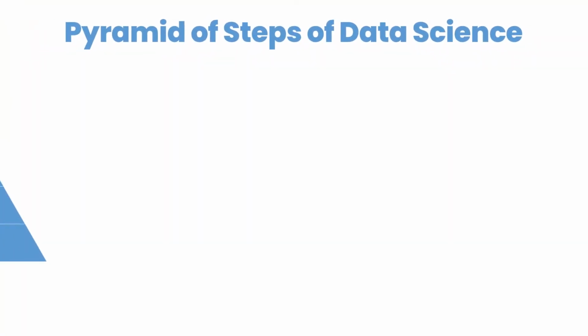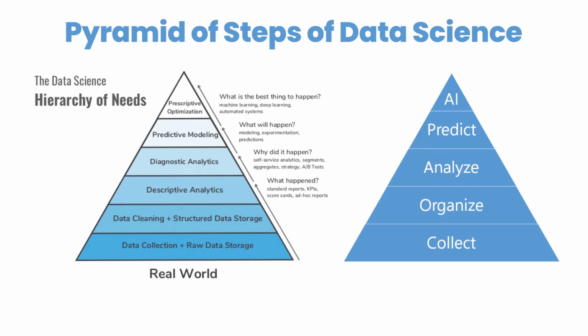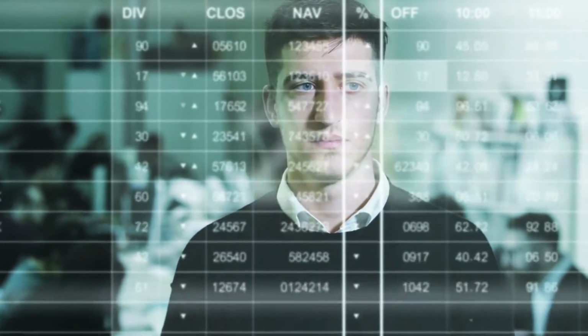Let's start with the pyramid of steps of data science. As you can see, we have the following steps: collect, organize, analyze, predict, and at the top, AI. Now if you bring up another chart on one side, this pyramid is for the real-world applications and outcomes of data science. It tells us what happened and why it happened in the analyzing step, and it tells us what would happen in the predictive step. Most of the time, small companies don't even require an expert in deep learning, because prescriptive optimization is of no use to smaller companies. They are still trying to build their ground.